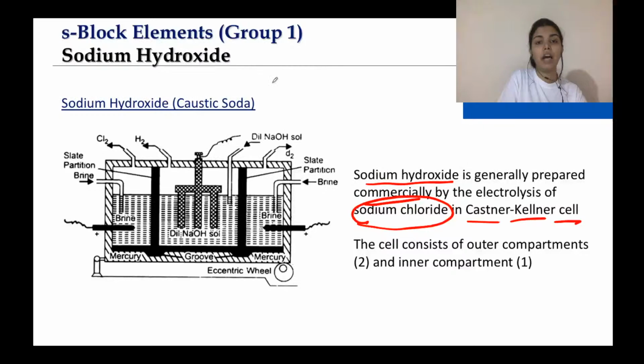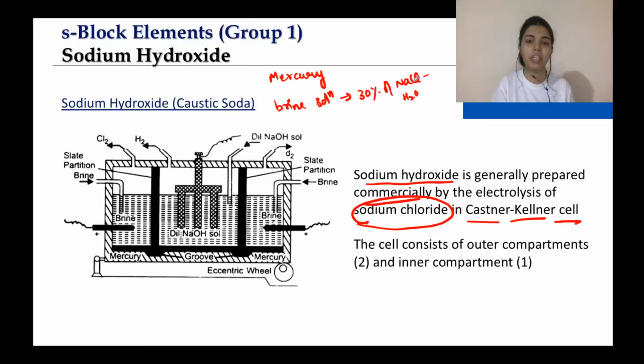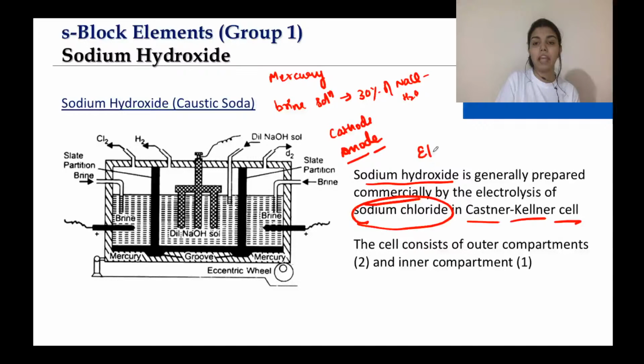Right, now mercury we take, brine solution we take. What is brine solution? 30% of NaCl in water, right? Or you can write it directly as 30% NaCl water solution. That means in water you are having 30% of NaCl, that is called brine solution. Or you can simply write that a solution of NaCl in water is known as what? Brine solution, right? Then we are having cathode and anode, right? So the electrodes are made up of graphite.